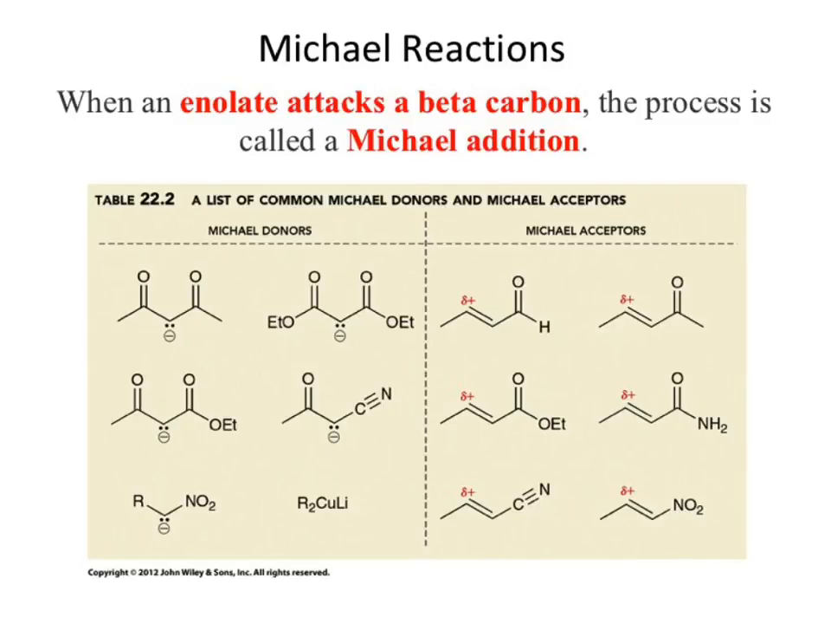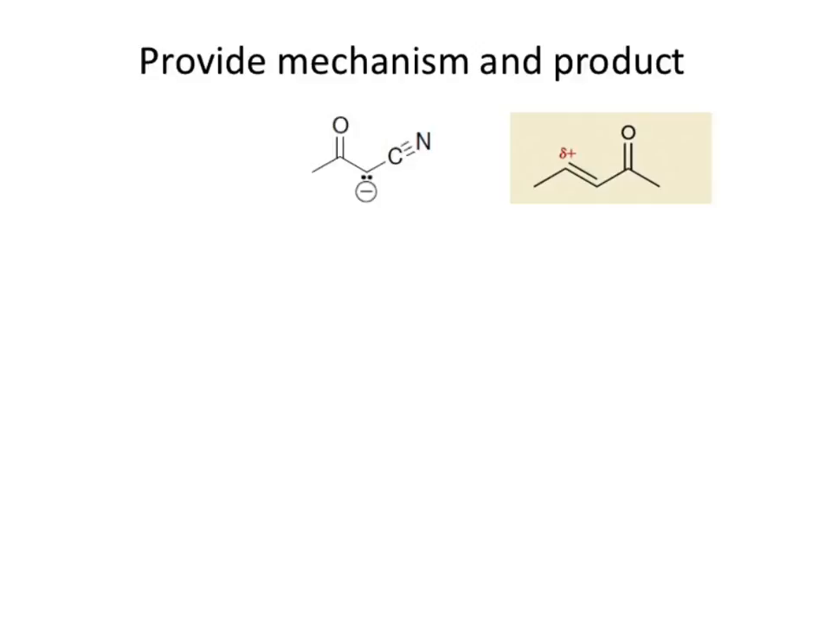So as long as you can make a nucleophilic carbon by deprotonating it, that's now known as a Michael donor. As long as you have an alpha-beta unsaturated polar pi bond, you now have a Michael acceptor. That's why we're classifying these as the polar pi bonds. With that, in 30 seconds, provide a mechanism. No, just kidding.